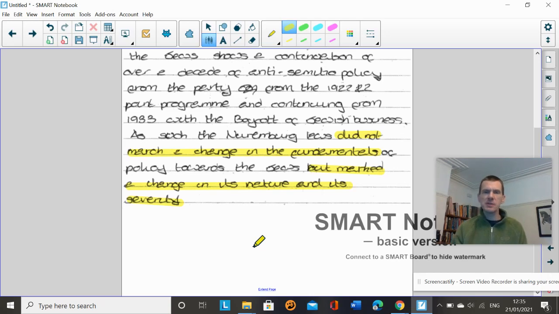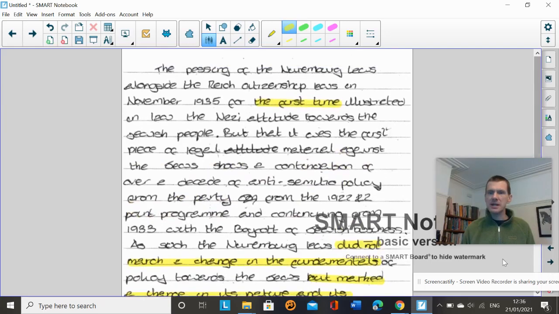And I like the use of this word fundamentals to mean the core stuff of it. It's not a change in the core of policy, of what they believe, the deep rooted stuff, but it is a change in how that's expressed. So we're going to have a quick look then at the organisation, because that's nice and easy to see.